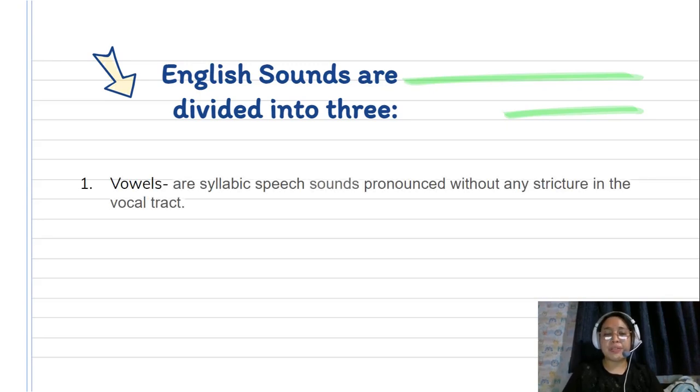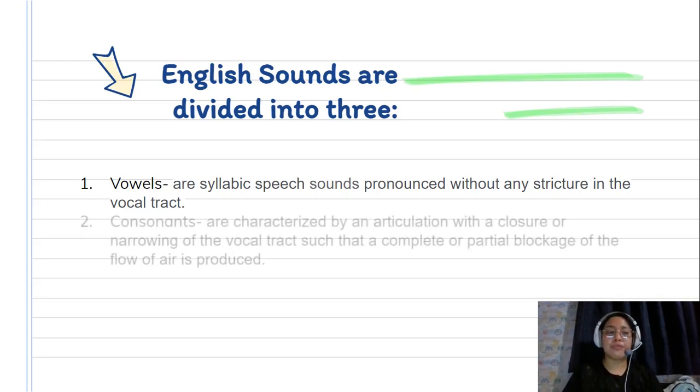We have vowels. Vowels are syllabic speech sounds pronounced without any stricture in the vocal tract, meaning there is no major obstruction in the vocal tract when you produce vowel sounds. For example, you produce a, so there's no major obstruction, only minor obstruction in the vocal tract that will happen when you produce any vowel sound.